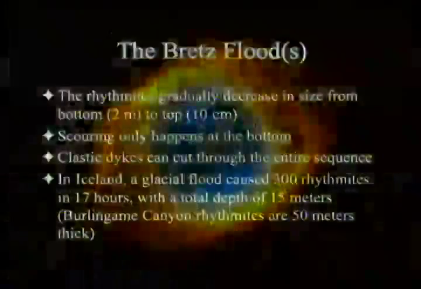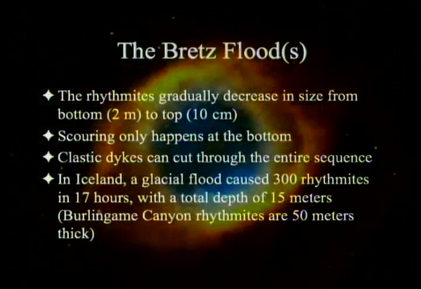In Iceland, there's a glacial flood that caused 300 rhythmites in 17 hours. So it can be done very rapidly. And their total depth was 15 meters with a much smaller volume of water than what came from the Missoula flood. And you can see that the size of them are somewhat comparable. So that raises the question, maybe it was only one flood.